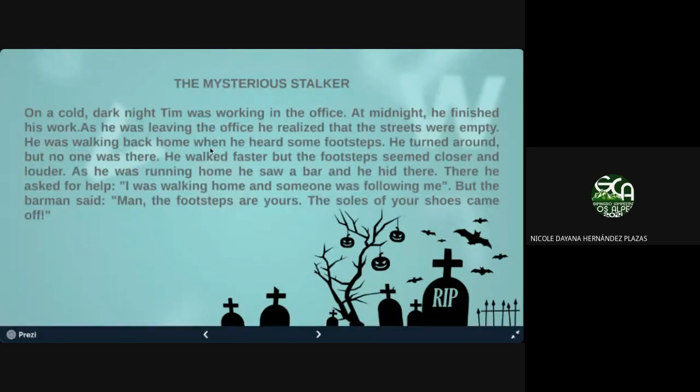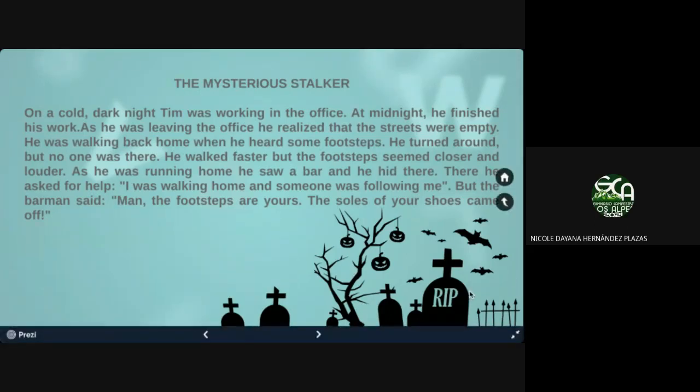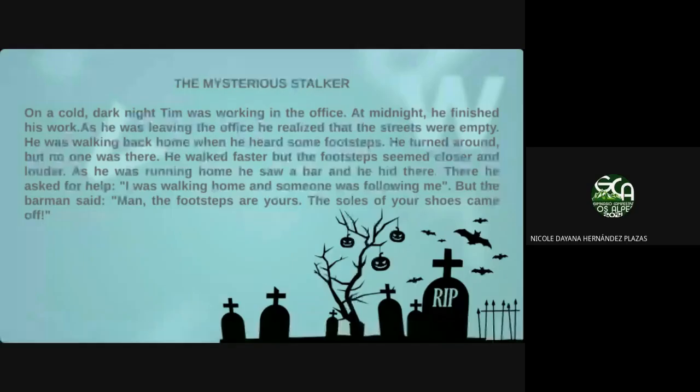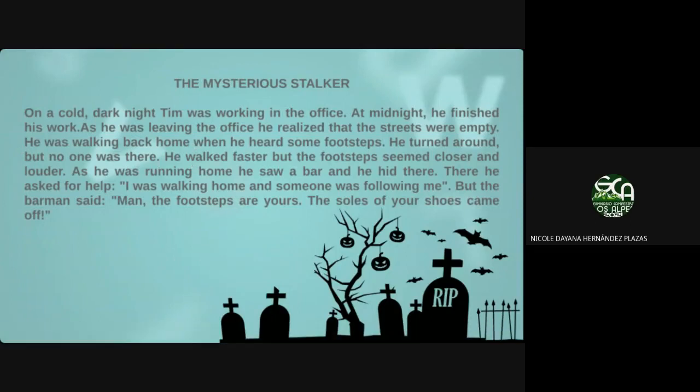He was walking back home when he heard some footsteps. Once again, babies, simple or continuous. What can you see there? Simple or continuous. What can you see there, babies? Okay, let me check the chat. Okay, look at this, my dears. He was walking back home. That's continuous. That's an action he was doing. Él estaba caminando de vuelta a casa.